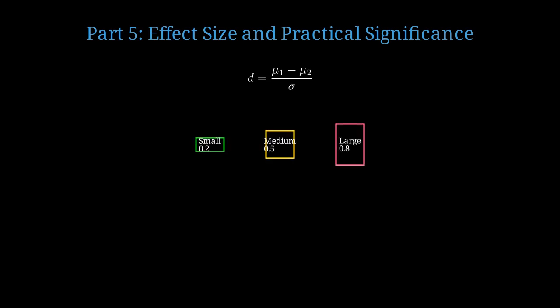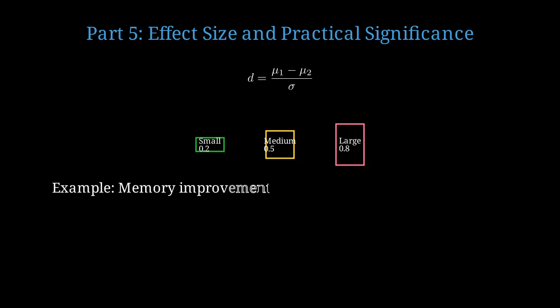Statistical significance isn't everything. Effect size matters too. Cohen's d measures effect size as the difference between means divided by standard deviation. Effect sizes are classified as small at 0.2, medium at 0.5, and large at 0.8.